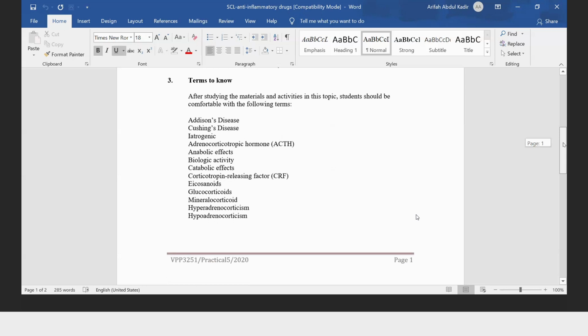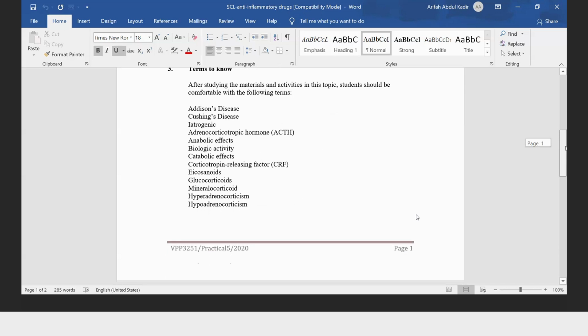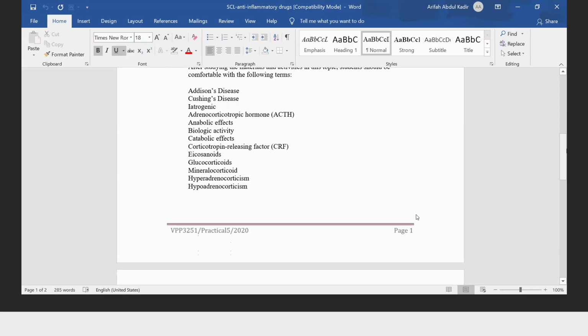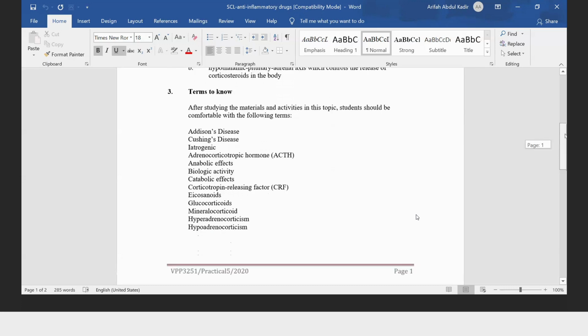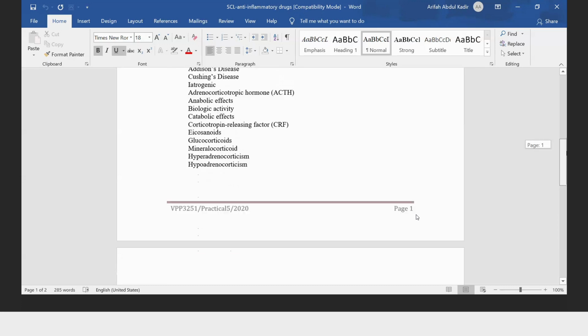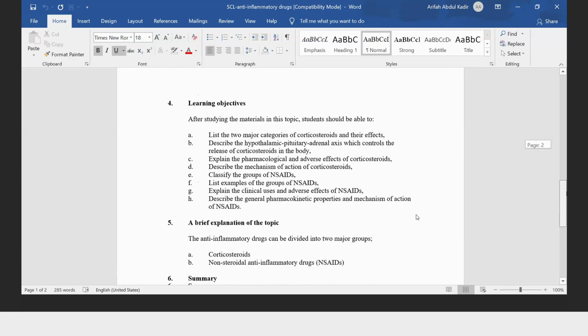No problem, Kushairi, you can join back. If it's lagging and so on, you can just go out and come back again if there's any problem. Don't worry. So these are the terms that you need to know, okay?